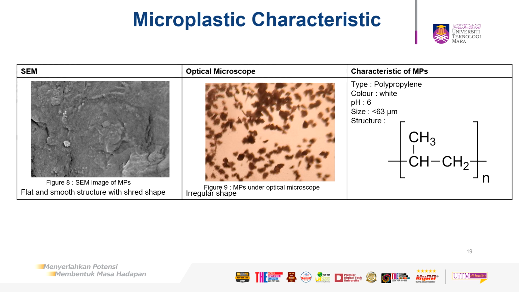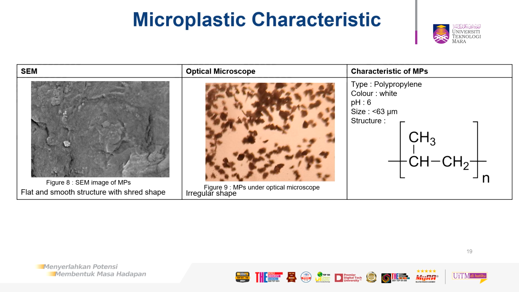For microplastic characteristics, the structure and morphology of polypropylene microplastic, PPMPs, is shown in figure 8 and figure 9. The observation under the optical microscope reveals several PPMPs appearing as white particles with irregular shape. The irregularity in their morphology suggests that they had undergone degradation or fragmentation, which is usually observed in aged MPs.